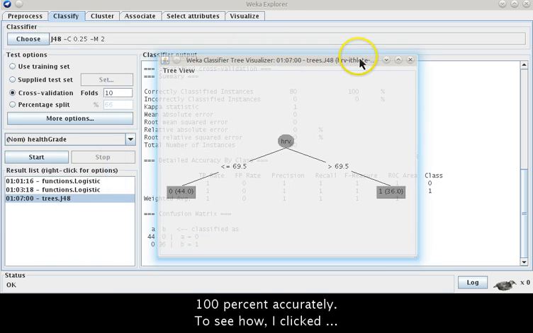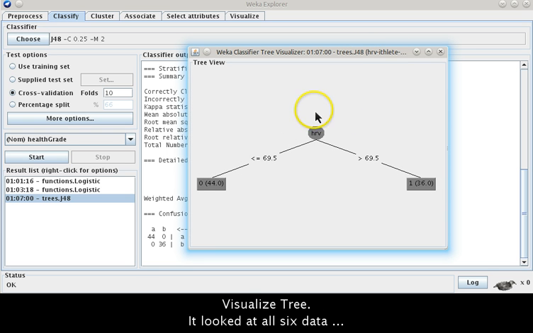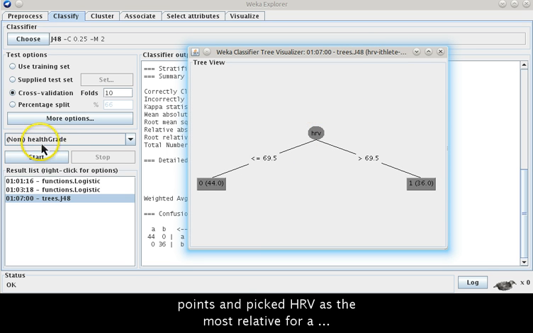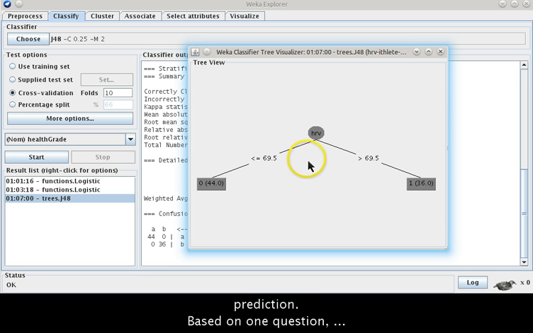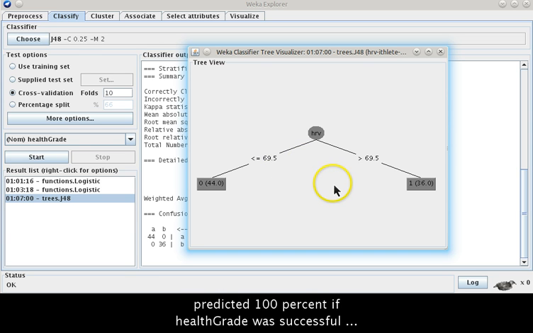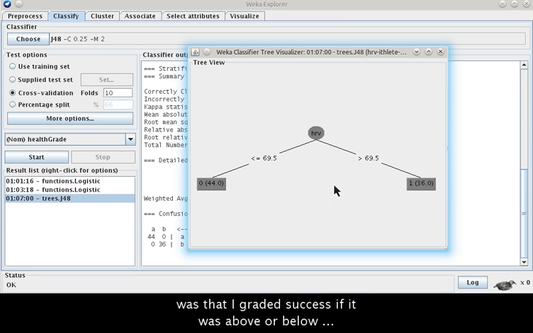It looked at all 6 data points and picked heart rate variability as the most relative for a prediction. Based on one question, in fact. Was the HRV above, below, or equal to 69.5? It predicted 100% if health grade was successful or unsuccessful. A small but neat thing too was that I graded success if it was above or below 70, and the decision tree here says you actually didn't have any 69.6 to 70, so 69.5 is your actual line in the sand to classify success. And so that gave me a clearer way of thinking about a metric.